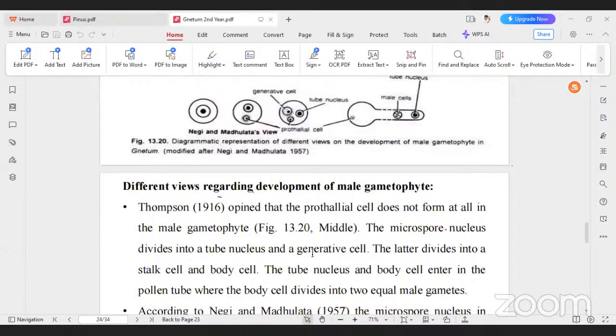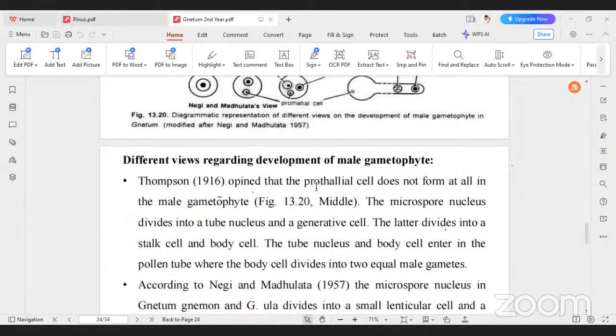There are different opinions on the development of the male gametophyte. According to Thomson, it is different. Here Thomson's opinion is given: the prothallial cell does not form at all. As someone just raised the doubt, the vegetative cell and body cell are the same as the prothallial cell. So that is the opinion of the scientist, for example Thomson: according to Thomson, the prothallial cell does not form in the male gametophyte.